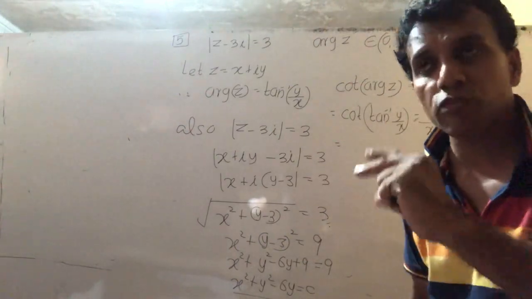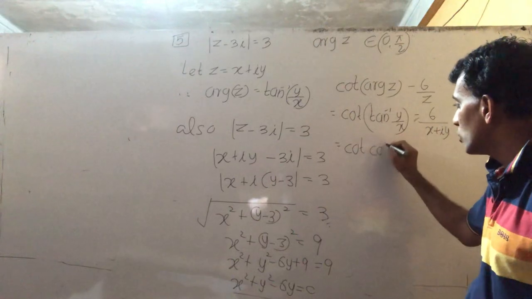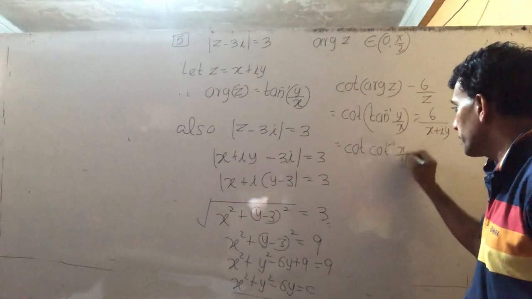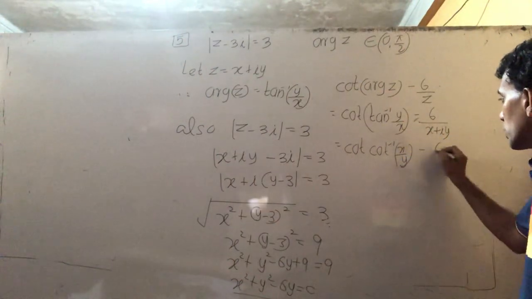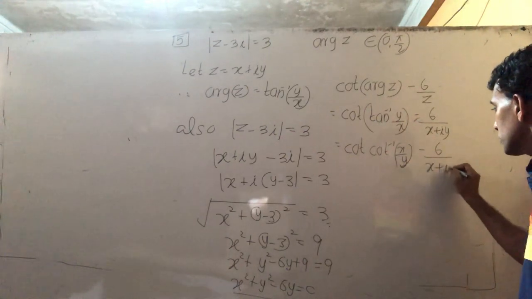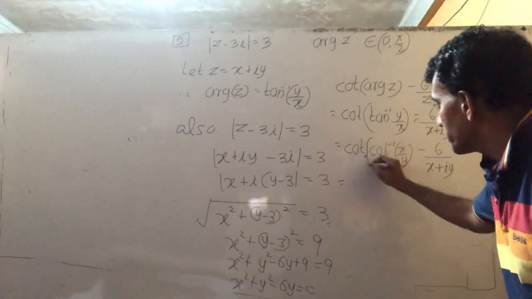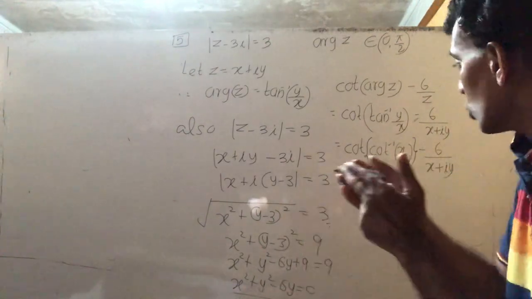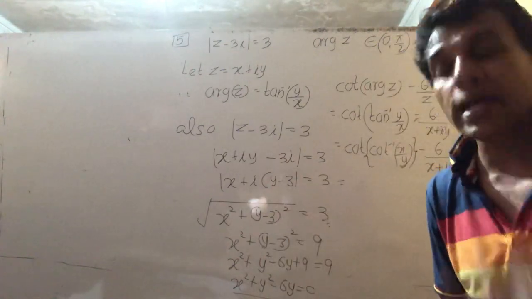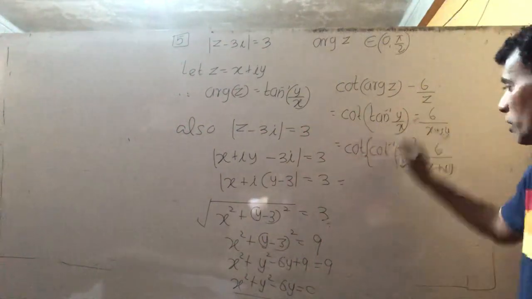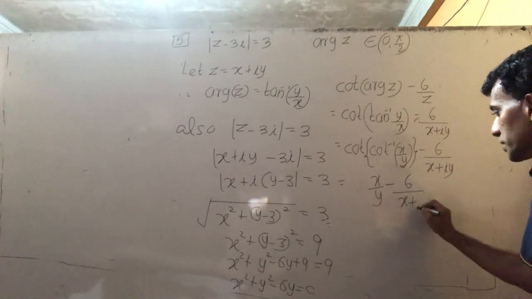Cot theta is the reciprocal of tan theta. Therefore, write this one: cot inverse x over y. Tan inverse y over x in terms of cot is the reciprocal. Minus 6 over x plus i y. So here cot. Alright, what is cot? Cot inverse means x over y. Tan inverse tan theta means theta, in a similar fashion, right? This is x over y, minus 6 over x plus i y.